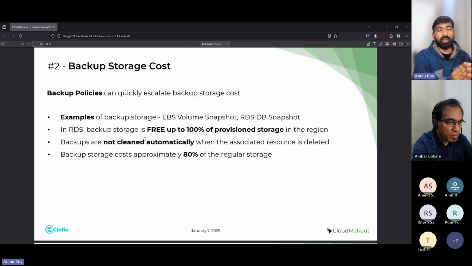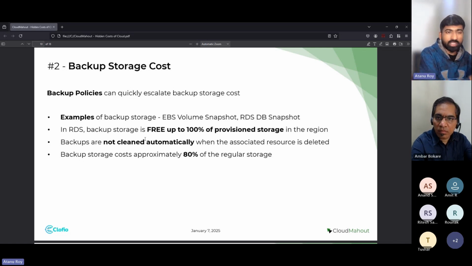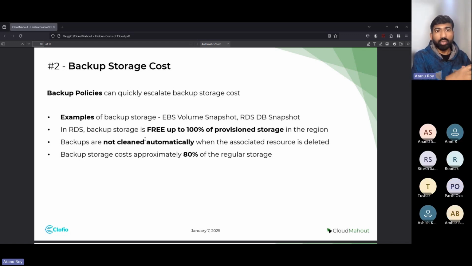The other challenge with backup is that in case you are deleting the original infrastructure, your backups are not cleaned up automatically. So let's assume you have deployed a database or you have deployed an EC2, and you delete that EC2 or the database, your backups are not automatically deleted. So we have also seen cases where people have deleted their original infrastructure, but they missed deleting their backups.